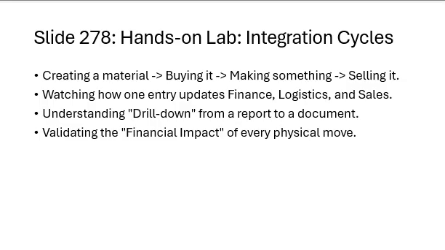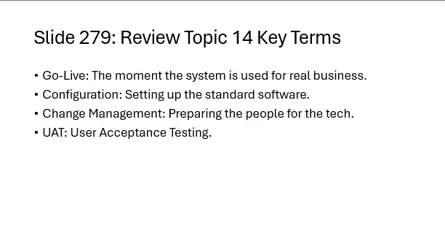Integration cycles. Okay, so create a material, then purchase for production process, manufacture product and sell to customer afterward. So each entry updates the finance, the logistics and the sales, and drill down to connect reports with the ERP document. And finally, you need to validate the financial impact of physical movement.